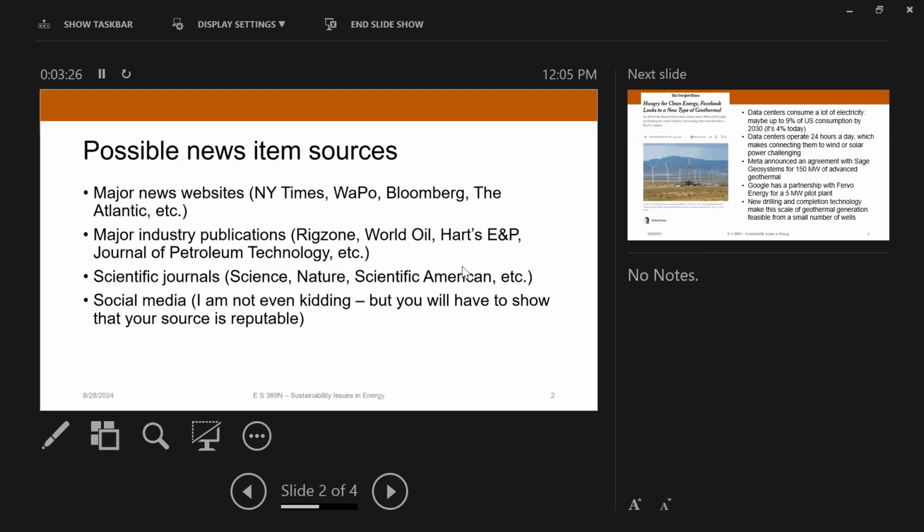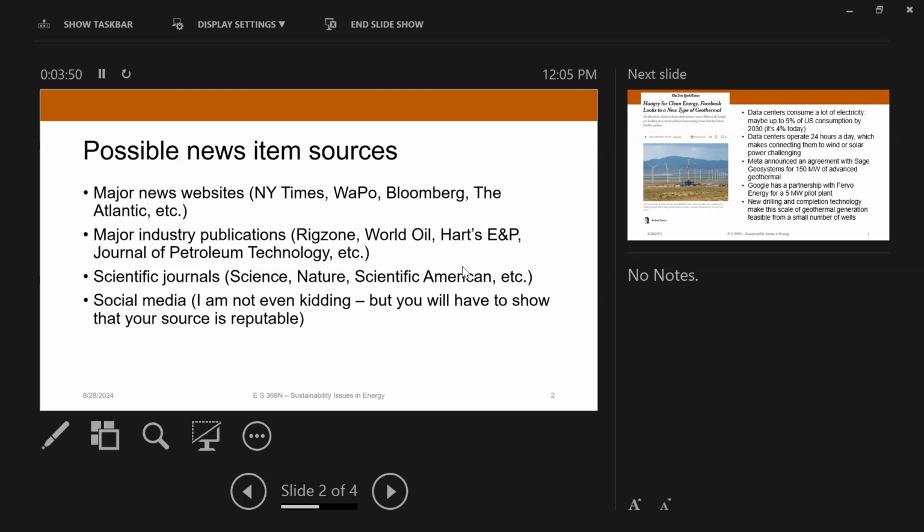Major industry publications, the ones I've listed here are kind of specific to oil and gas, but they do have a lot of stuff about energy transition. Journal of Petroleum Technology in particular has some really good decarbonization stuff in it. So I encourage you to look there. Scientific journals like Science, Nature, Scientific American, any of those are good.